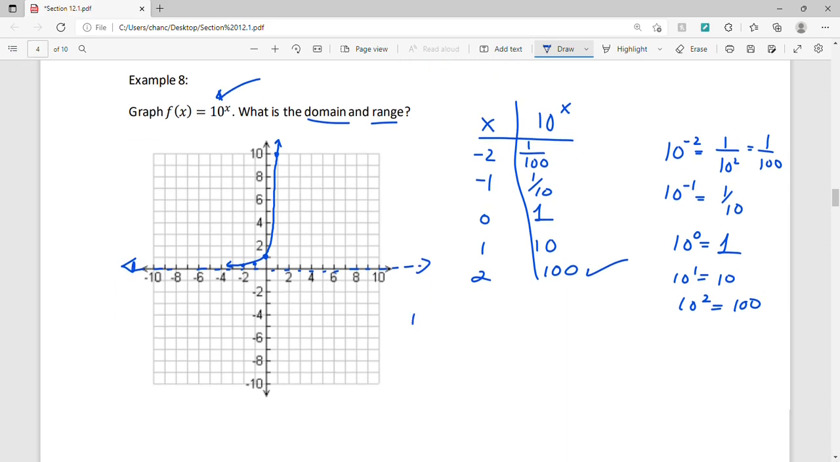Now we'll state our domain. The domain and range is the same as the previous example. The domain is negative infinity, comma infinity. And for the range, it does go down to 0, but never touches it, so use a parentheses. This is 0, comma infinity, and that is our range.